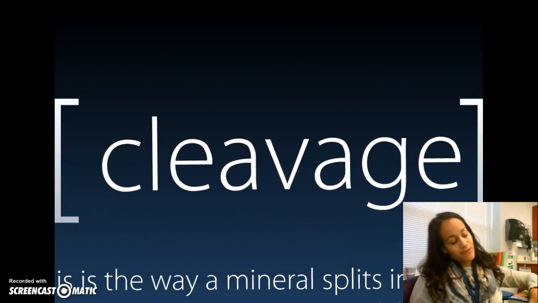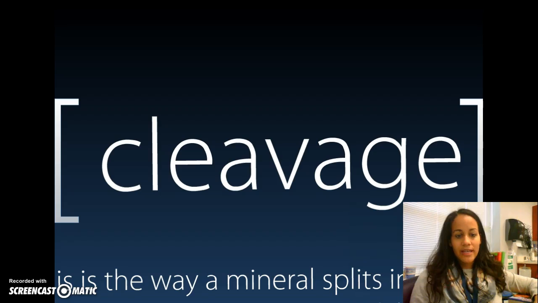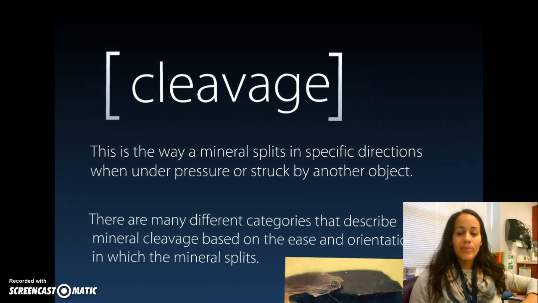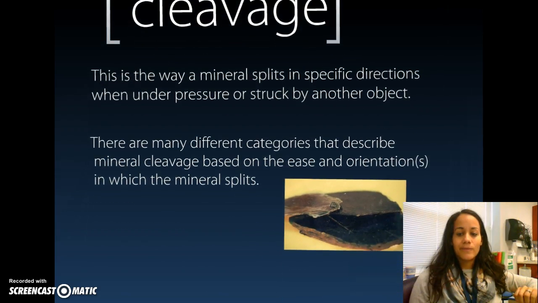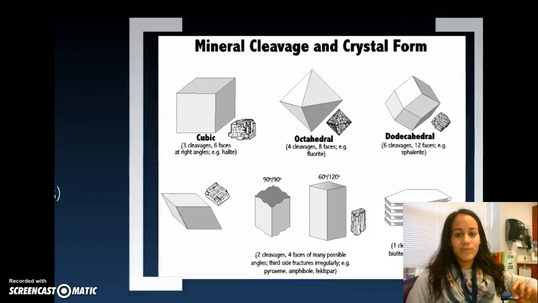Another way we can classify a mineral is how it breaks. Cleavage is when a mineral splits in a certain way, sort of like a clean cut. This is better when I compare it to the next property, which is fracture. A mineral that splits in specific directions when under pressure or struck by another object, and it's a clean cut, is said to have cleavage.